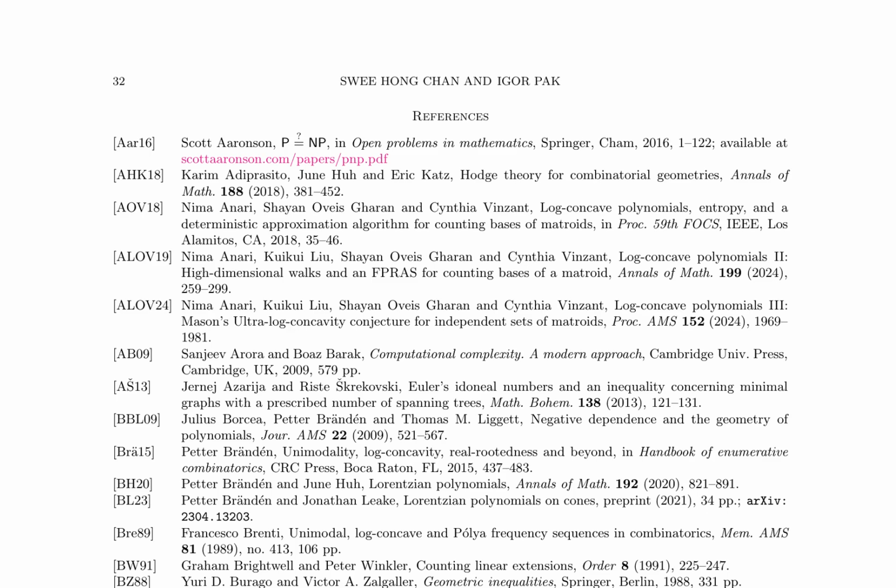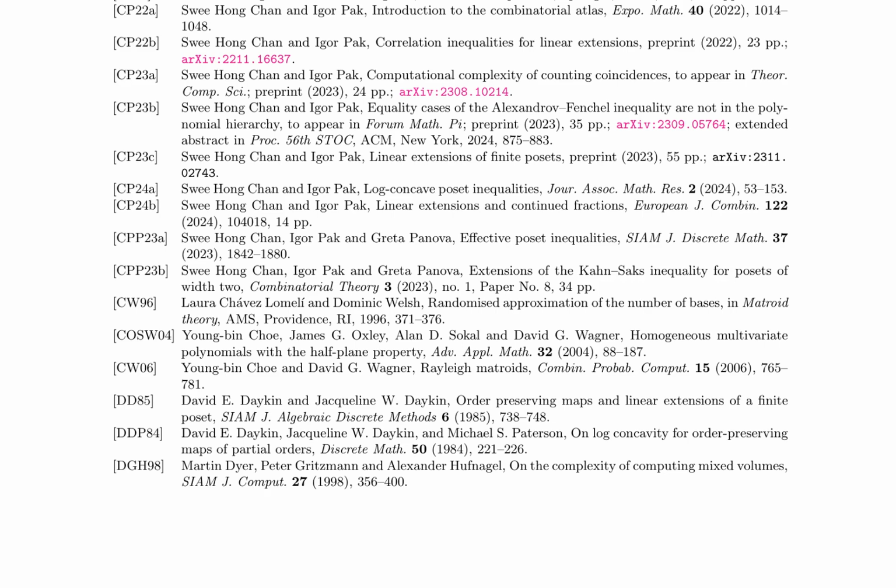The paper also touches upon the idea of homogeneous multivariate polynomials with the half-plane property, which are essential in various applications across mathematics and computer science. These polynomials have been used to establish numerous combinatorial identities and inequalities, including the celebrated Kohn-Sachs inequality.